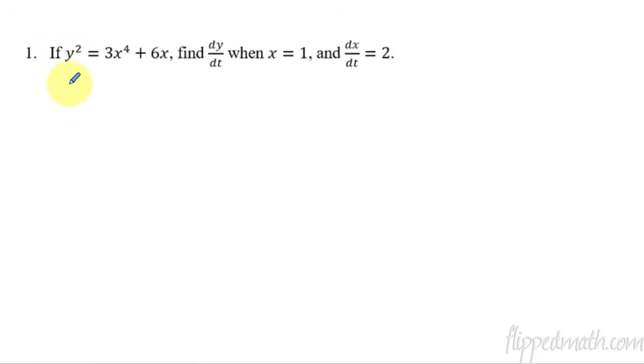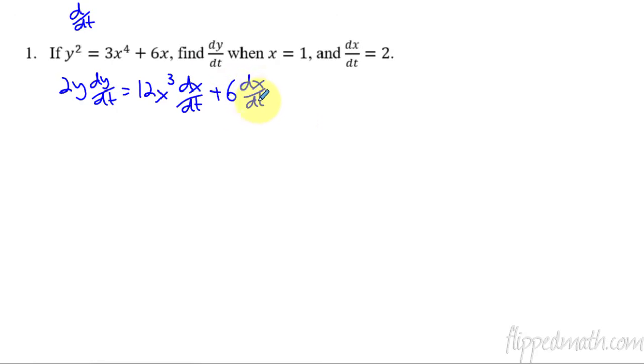So first step here, let's go y squared. So the derivative with respect to time. So that means we're going to have a dy dt. And then this equals 12x cubed dx dt, right? Because again, we're doing this with the derivative with respect to time. And then what else here? We're going to do plus 6, and then the derivative of x is just dx dt.